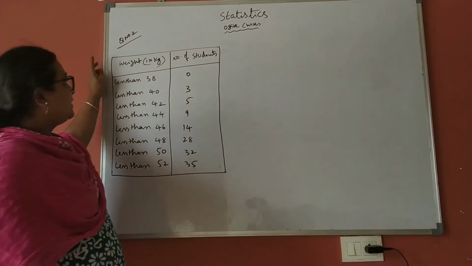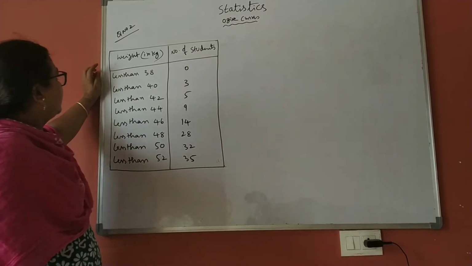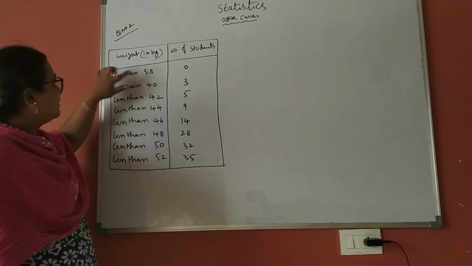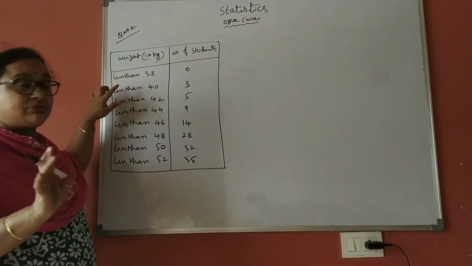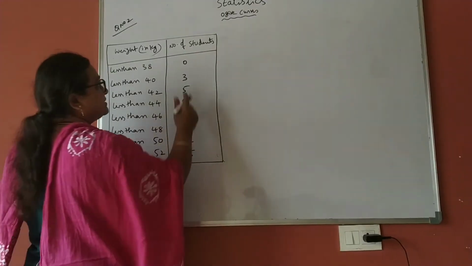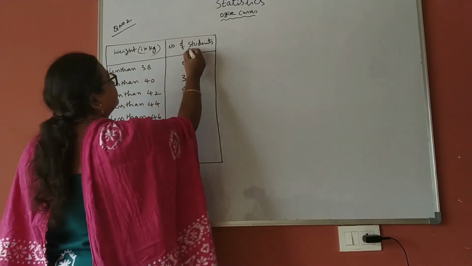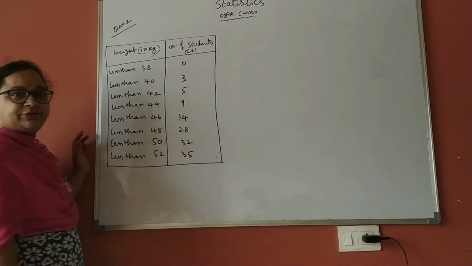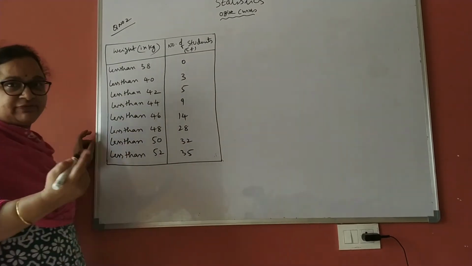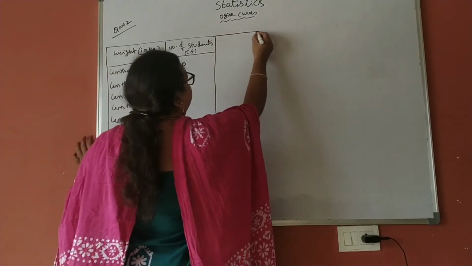Question number 2. In this sum they gave the number of students and their weight in kg. Here they only gave less than 38. They did not give class intervals. They gave less than 38, less than 40 like that. That means the given number is not frequency, this is cumulative frequency. This is only cumulative frequency. Now we need one more column for this. What is that? Ordered pair.